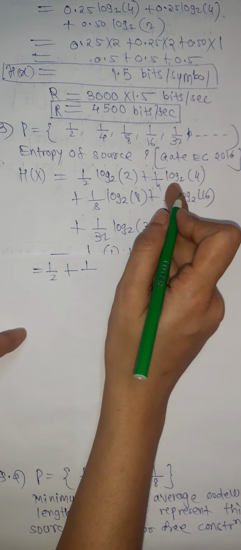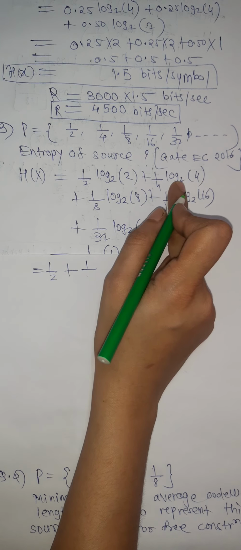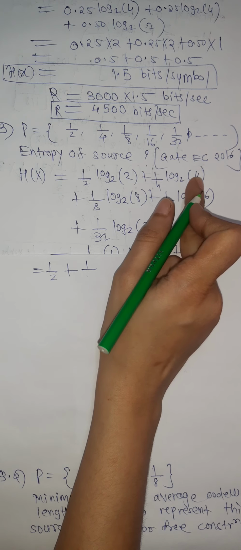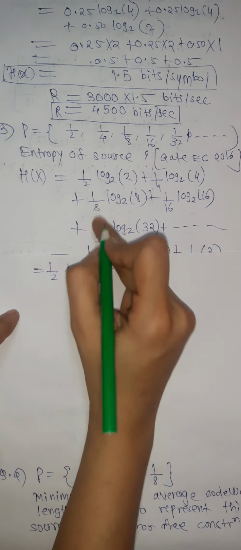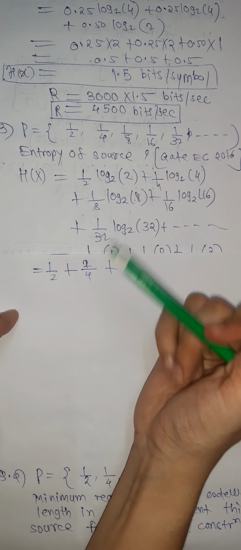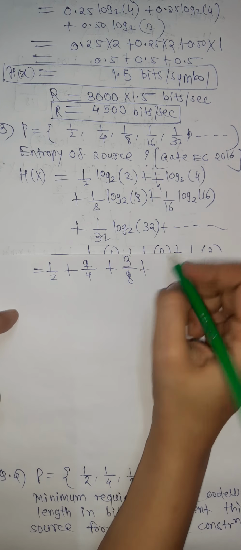1 by 4 log 2 4, and log 2 4 is 2. So it will be 2 by 4. 2 by 4 plus 1 by 8 log 2 8, which is 3 by 8. 3 by 8 plus 4 by 16 plus 5 by 32 plus so on.